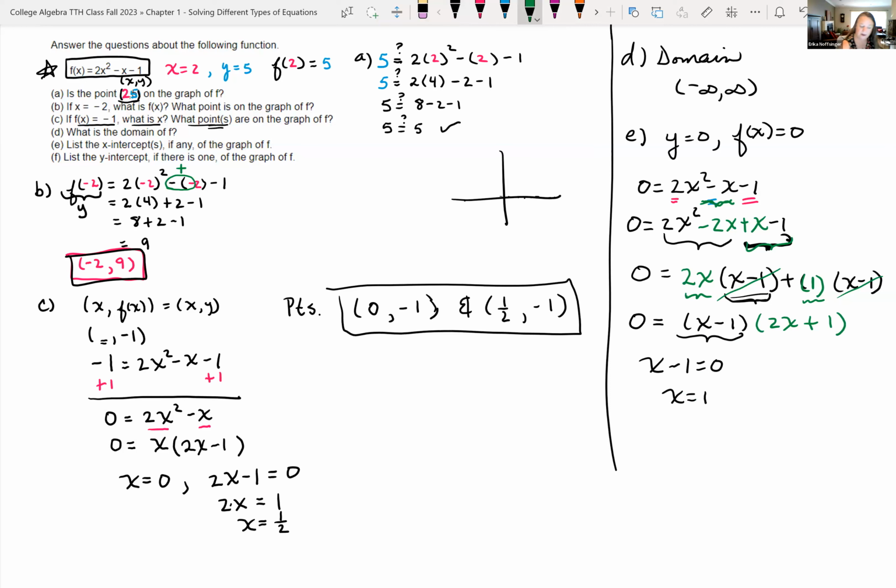And I'm looking at when is the other factor 2x plus 1 equal to 0. So a little more work there. If I subtract 1 on both sides, isolating my x, I get 2x equals -1. And if I divide both sides by 2, I get x is -1/2. So there's two x values, which give me a y value of 0. So there's two x-intercepts. We have one at 1, 0. So that's 1 point on the graph. And we have one at -1/2, 0.